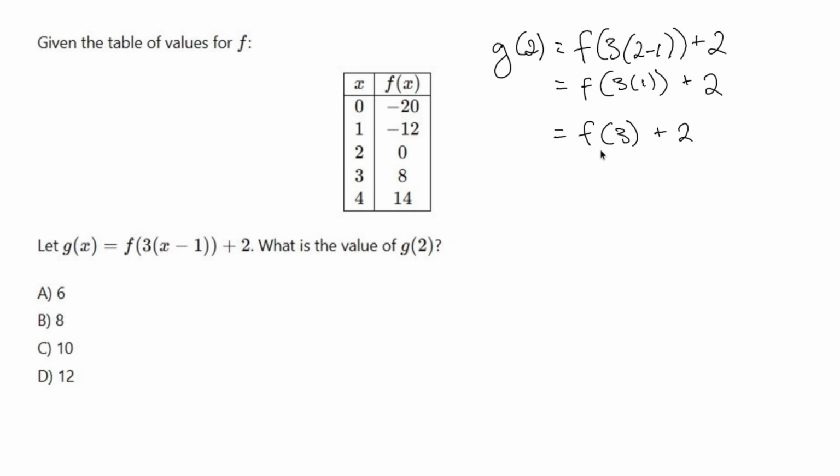Well, what's f of 3? Oh, let's go to our table over here where our f of x's live. When x is 3, we get 8. So f of 3 is 8, and 8 plus 2 is 10. So g of 2 is 10, and 10 is going to be my answer.